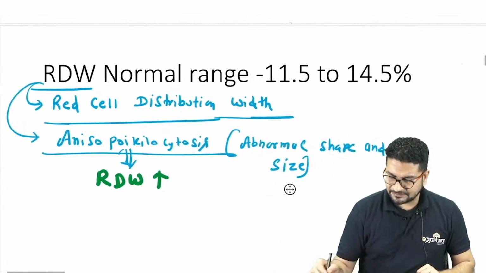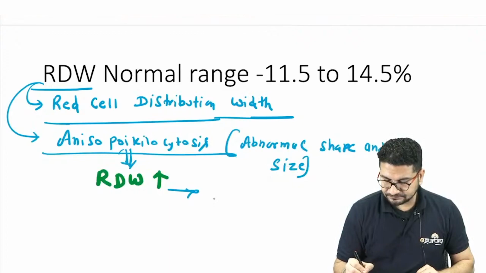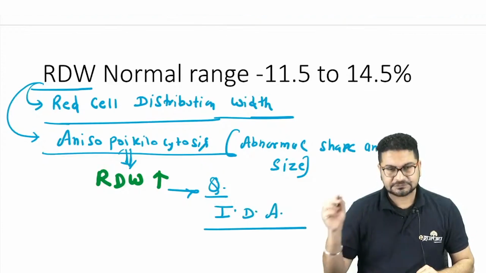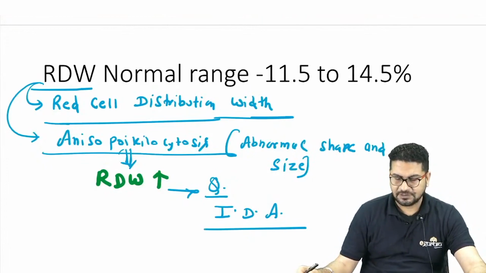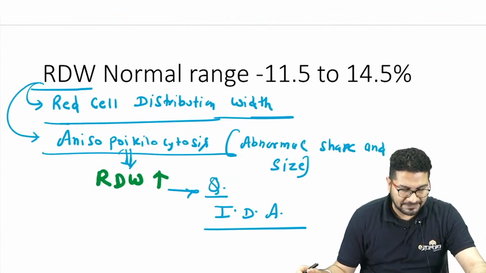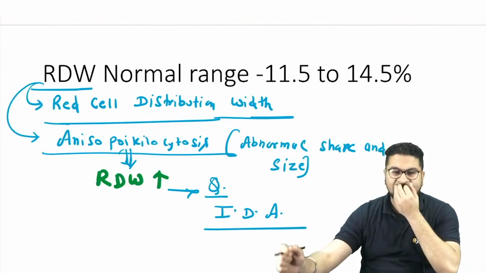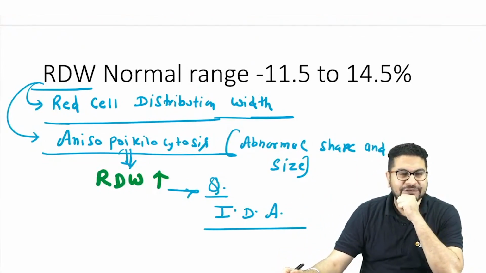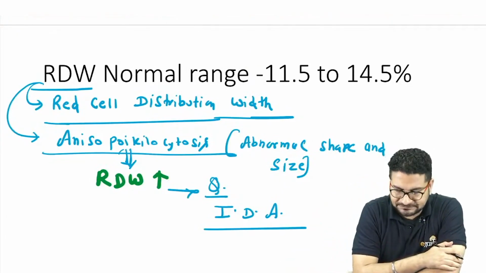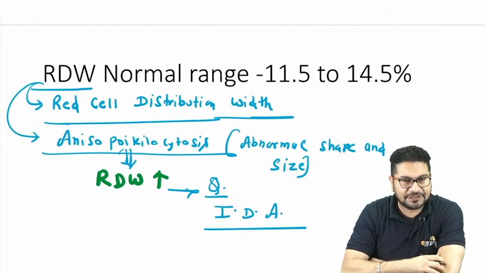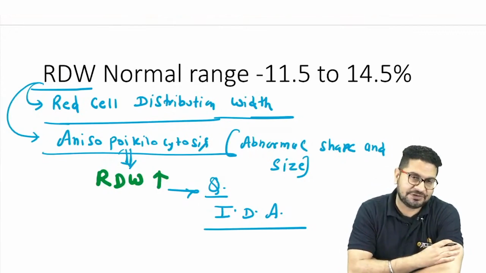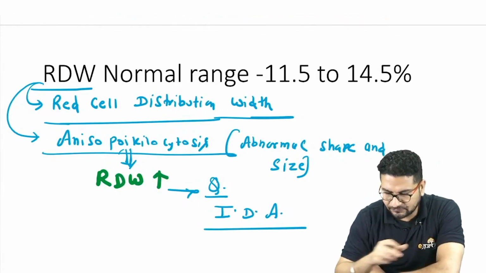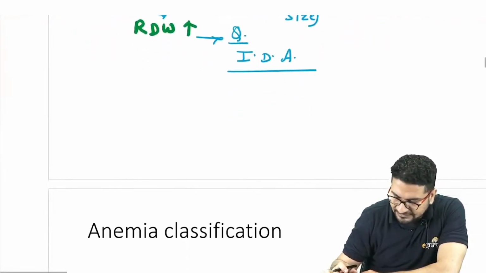Understand this. RDW is classically increased in iron deficiency anemia. Where is it increased? In iron deficiency anemia. You have to remember this. So RDW corresponds to abnormal shape and size of RBC. Am I clear, guys? So with this in the background, we will discuss the different types of anemia. I hope things are clear. This is a basic introduction. By just seeing a CBC report, you can get an idea what the question is and what your patient has. They are asking patient-type questions these days.